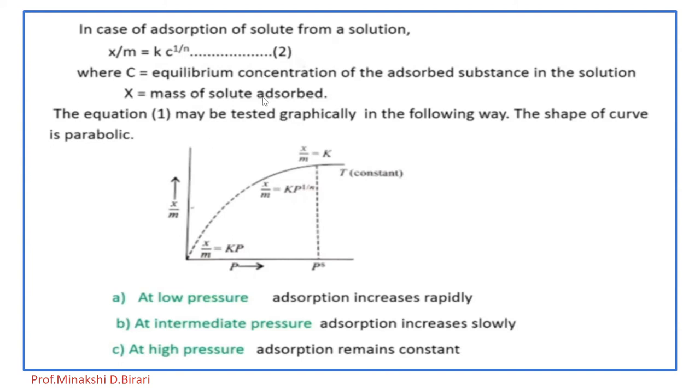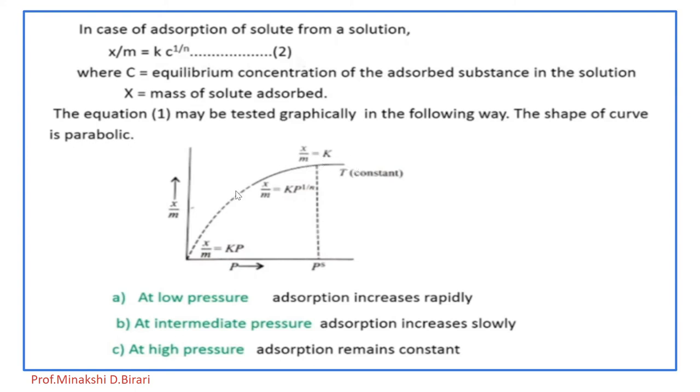This equation 1, that is x upon m is equal to k into p raised to 1 upon n, may be tested graphically in the following way. The shape of the curve, when we observe, is parabolic. If x upon m is plotted against pressure p, a smooth curve is obtained, which is shown in this figure. Here in the first part, the curve is linear because at very low pressure, x upon m is directly proportional to pressure. Then at intermediate pressure, x upon m is proportional to p raised to 1 upon n, and at higher pressure, a limiting value of x upon m is reached, that is x upon m is equal to k. Thus, the curve has approximately parabolic shape.